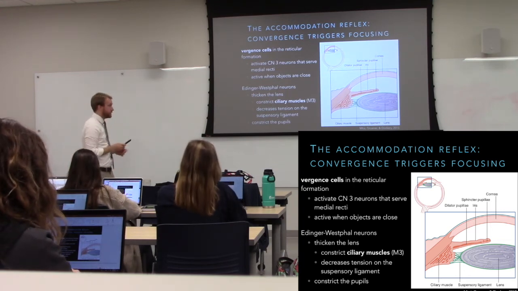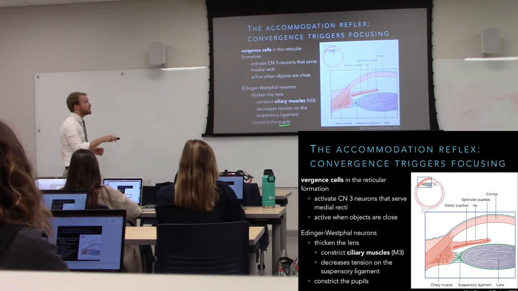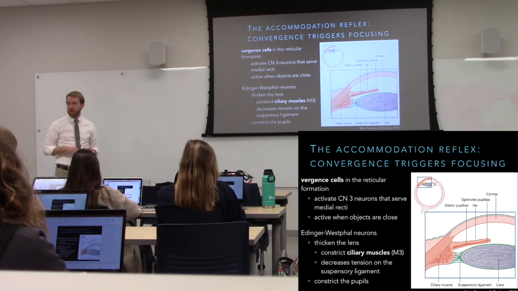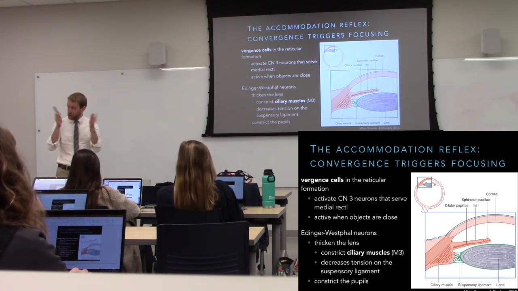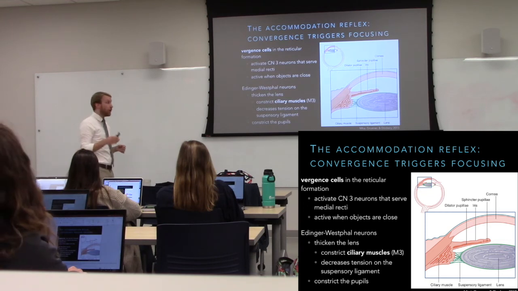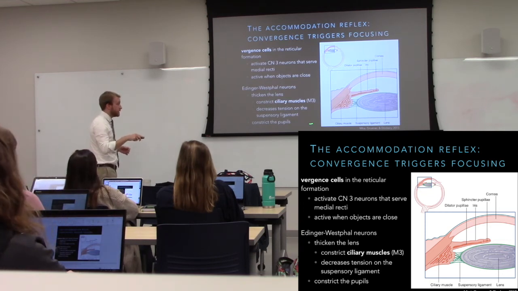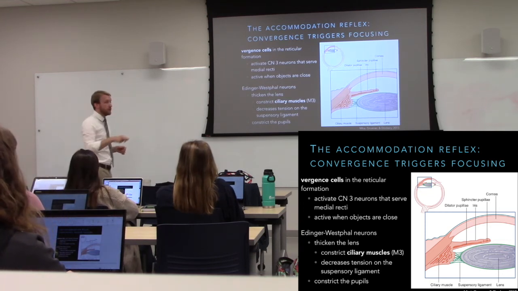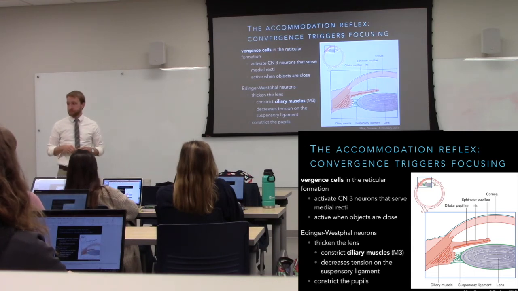When that happens, we also have a little parasympathetic input as well. So those vergence cells down in the reticular formation that are helping us look at something that's a bit closer are going to do two things. They're going to cause convergence of the eyes via the third cranial nerve, and also parasympathetic input, again, via the third cranial nerve.